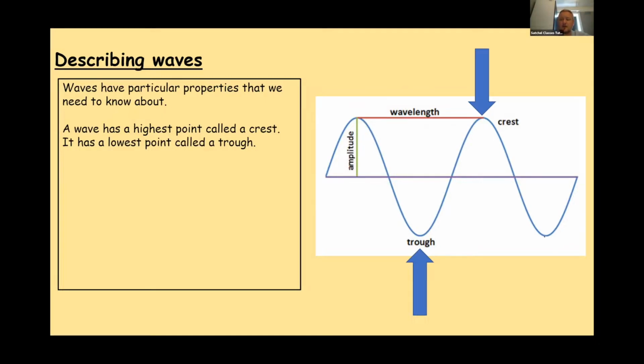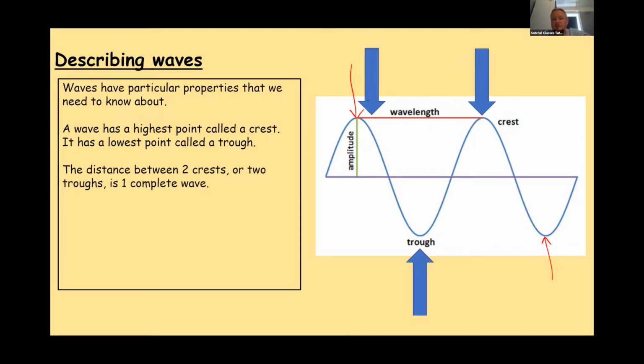Every low point is a trough, every high point is a crest. The distance between two crests, or two troughs, is one complete wave. We call this the wavelength because it is the length between the same point from one wave to the next. In other words, one full wave from beginning to end.